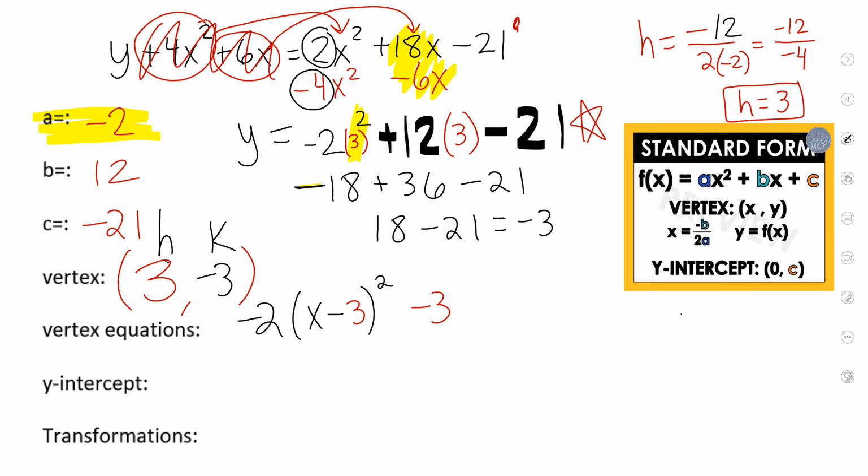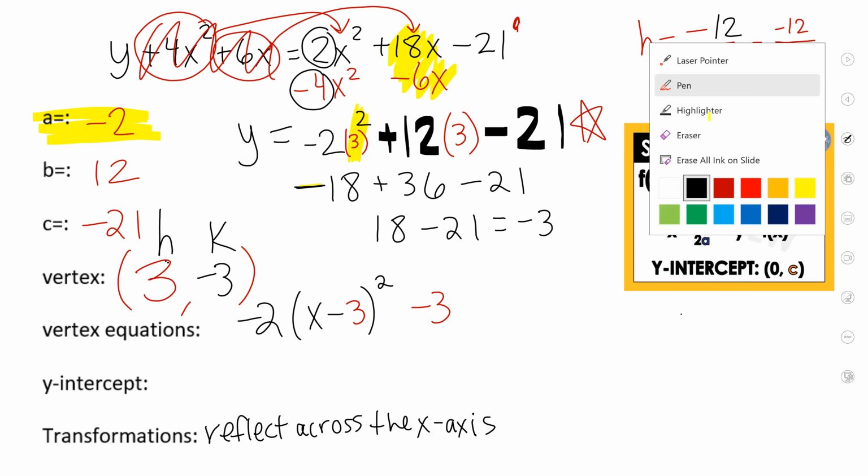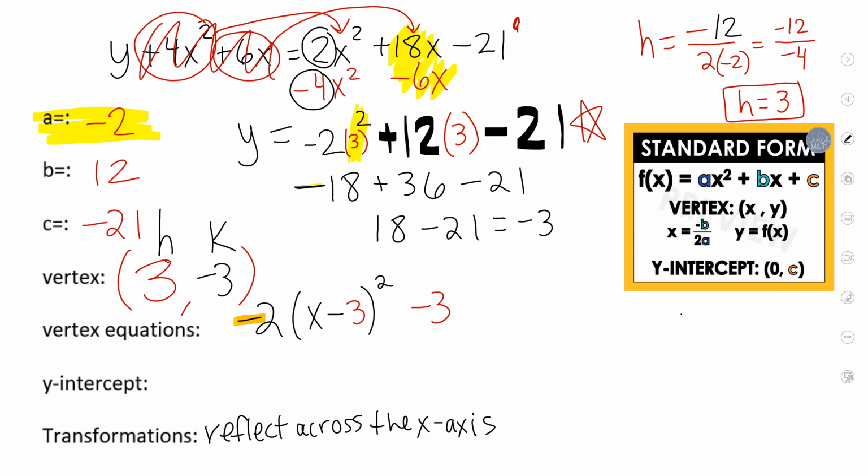Okay? All right, let's talk about the transformations because they're a little bit different. I have a negative in the front. Do you guys remember what that does? Reflection, thank you. The negative makes it reflect, write this down, reflect across the x-axis. That's what the negative in the front does. I'm going to highlight the transformations for you. The negative in the front means it will reflect across the x-axis.